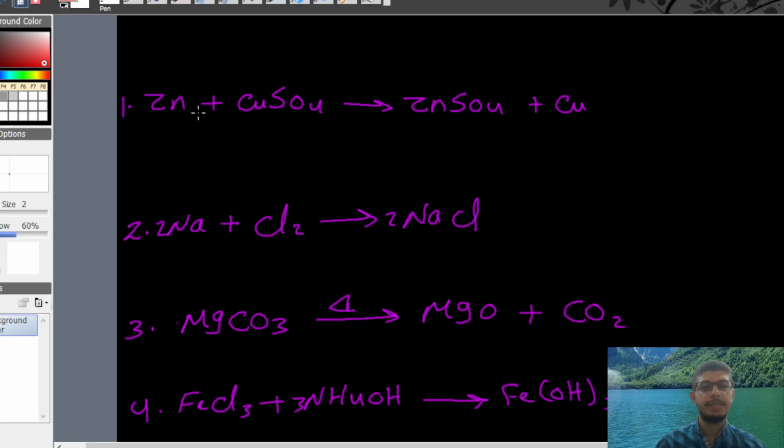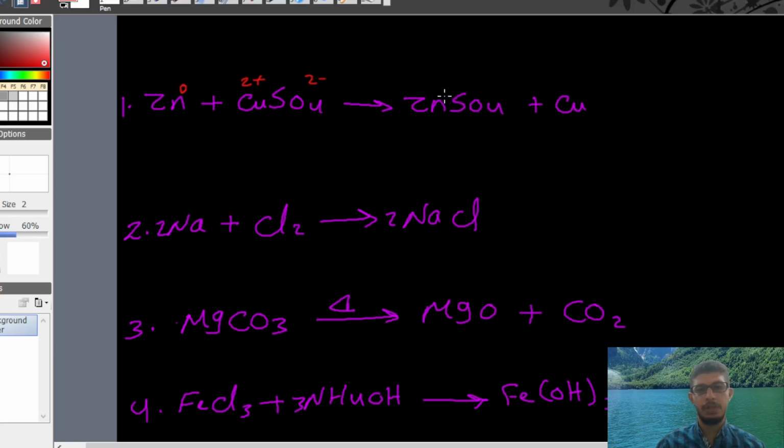So, let's see. We have here zinc. This is a standalone element. That means its oxidation state is zero, right? Standalone. It doesn't form any compound, so its oxidation state should be zinc zero. And here we have copper sulfate, right? So, copper with the sulfate. Sulfate is 2 negative, then the copper should be 2 positive, right?